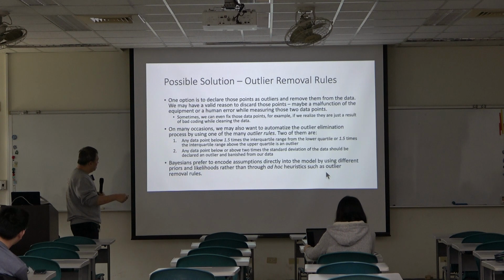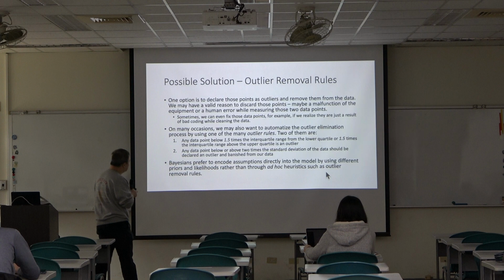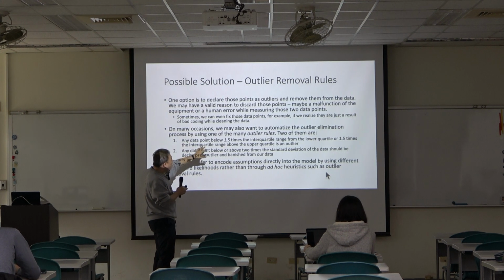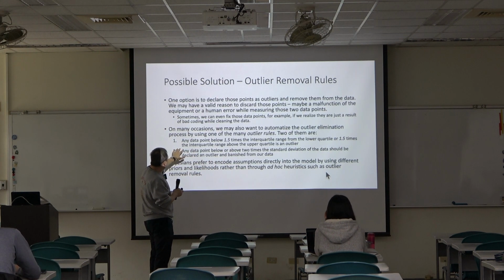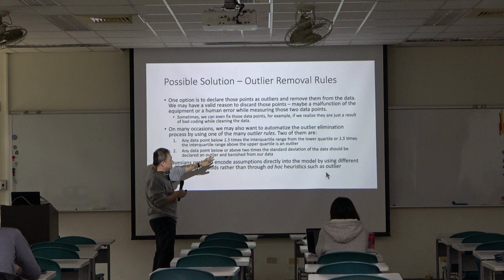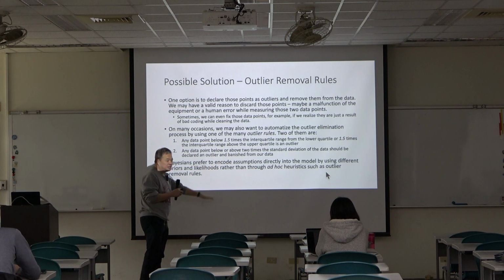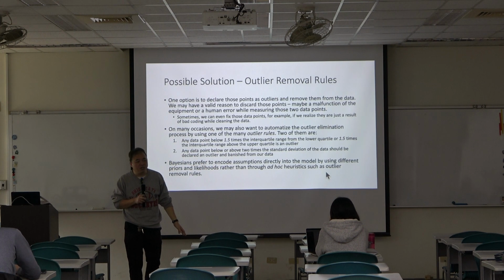So if you only want some simple rule to deal with outliers, what do we do? These are the two rules that we normally use to get rid of outliers. The first: any data point more than 1.5 times the interquartile range below the lower quartile, or 1.5 times the interquartile range above the upper quartile, is an outlier. First, do you know quartile?